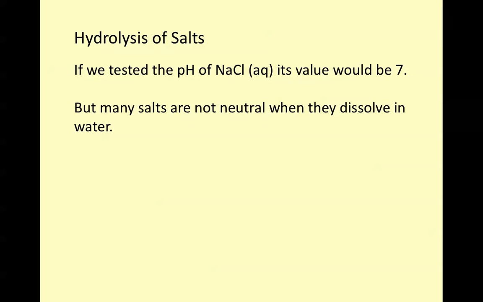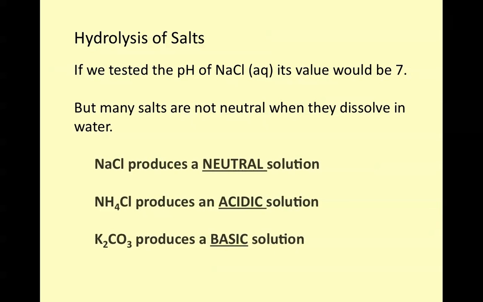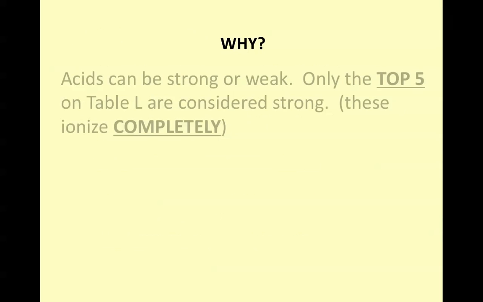But many of the salts that we produce in neutralization reactions aren't neutral when they redissolve back into water. Ammonium chloride produces an acidic salt, which then dissociates and produces an acidic solution. We have potassium carbonate that produces a basic solution and is considered a basic salt. So why is this occurring?